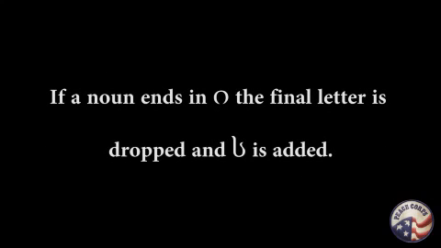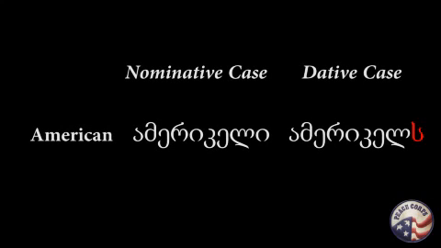If a noun ends in E, the final letter is dropped and S is added. Let's take an example. Amerikeli in the dative case is Amerikels. As you see, the final letter E is dropped and S, the dative case marker, is added.